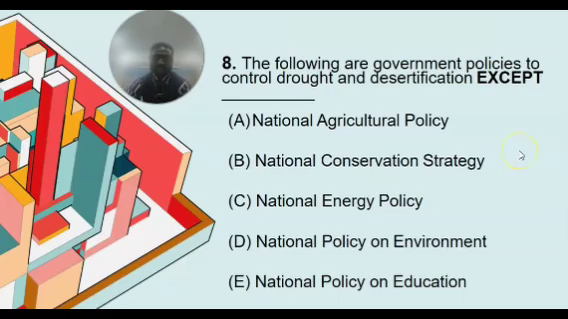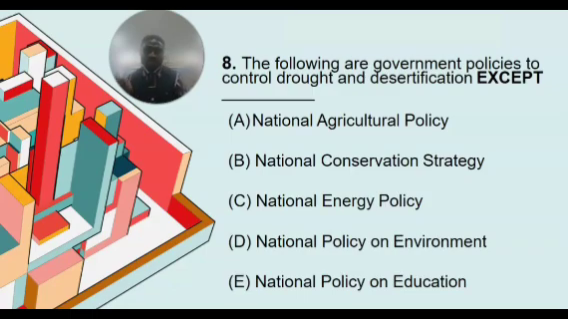Now, question 8 says the following are government policies to control droughts and desertification except one. So all these policies have been enacted by the governments of nations to eradicate or control drought, which means dryness, and desertification, which means the felling of economic trees to the point where the forest becomes scanty and less occupied by trees that green the area and also help to regulate the oxygen supply.